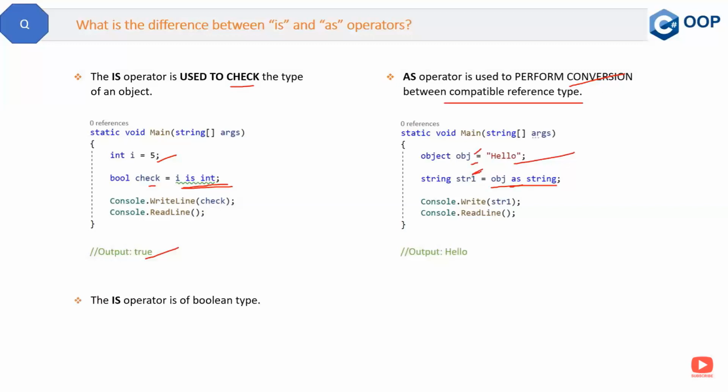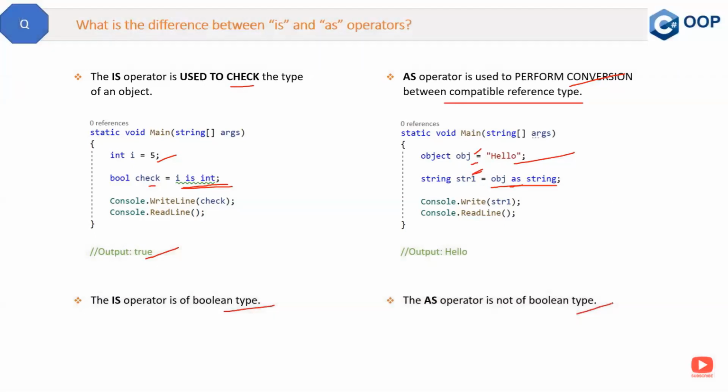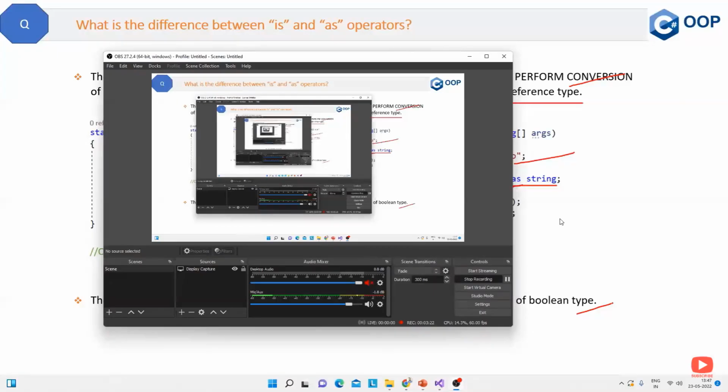Now, second difference you can say, which is again I already explained, that the is operator is of Boolean type, meaning it will always return either true or false, nothing else. Whereas as operator is not of Boolean type because it will convert one type into another type. Now let me show you quickly in the code also the output of these two. Okay, instead of See- spending time over this one, I have already provided examples for you.